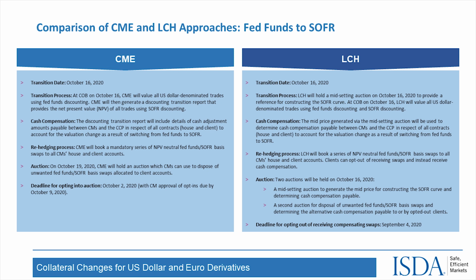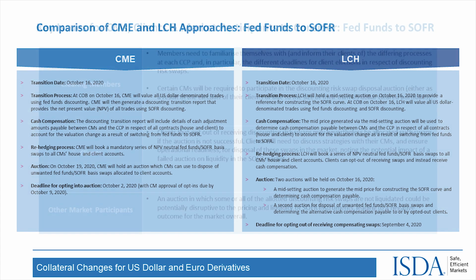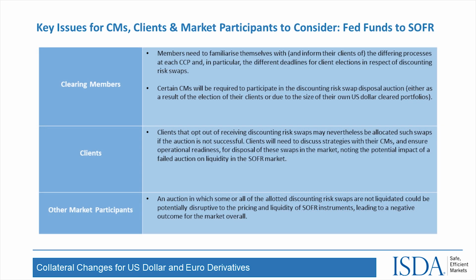An important point to note for members and their clients is the deadlines for opting into disposal of the unwanted swaps. So for CME, clients have to opt into participating in the auction by October the 2nd, and their clearing members have to approve that opt-in by October the 9th. In the case of LCH, the opt-out of receiving the discounting risk swaps has already passed, and that was on September the 4th.